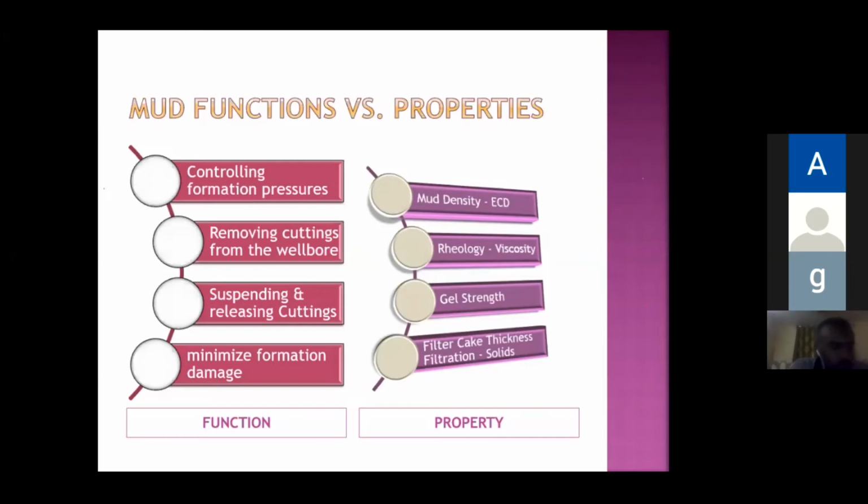Here we are talking about the gel strength and release of cuttings. Here we're talking about the gel strings, but breaking gel. When we start our pump, we need to break this gel, fragile gel or flat gel, and we have progressive gel. This progressive gel is not recommended, because if we stop a long time and this gel is too progressive, that means we cannot break the gel, because we need to release now this suspension. Khalas, we want to start our circulation again.